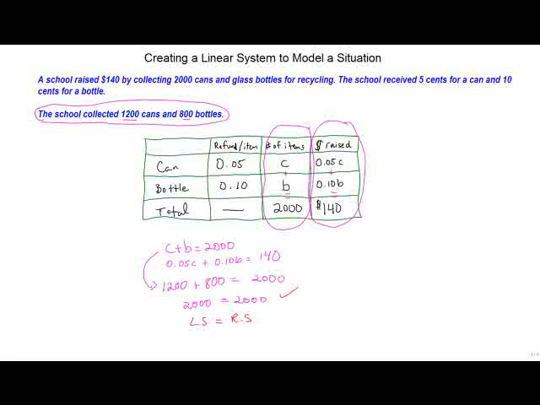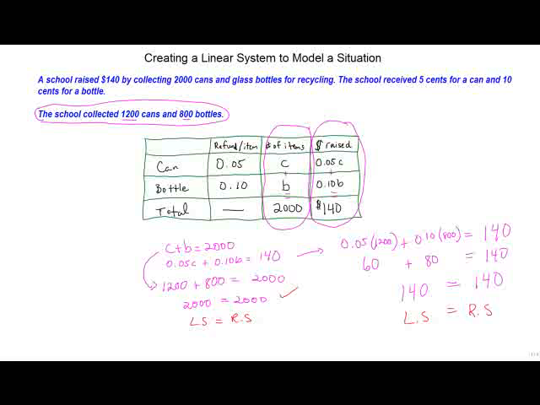And we're going to quickly verify our other equation by substituting the same values. So we have 0.05C, which is cans, so that's 1200, plus 0.10B, which is our bottles, which is 800, and we want that to equal 140. We're looking to have the left side equal the right side again. So 5 cents times 1200 cans will give you $60, plus 10 cents times 800 bottles will give you $80. So 60 plus 80 equals 140. So our left side, 60 plus 80 is 140, equals our right side, which is 140.